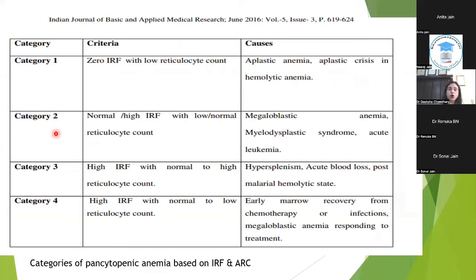Category 2 was normal or high IRF with low or normal reticulocyte count. These were the cases of megaloblastic anemia, myelodysplastic syndrome, or acute leukemias. Category 3 was high IRF with normal to high reticulocyte count. These were, of course, the hemolysis cases and cases of acute blood loss. Category 4 was high IRF with normal to low reticulocyte count. These were the cases of early marrow recovery from chemotherapy or infections, and megaloblastic anemia responding to treatment.